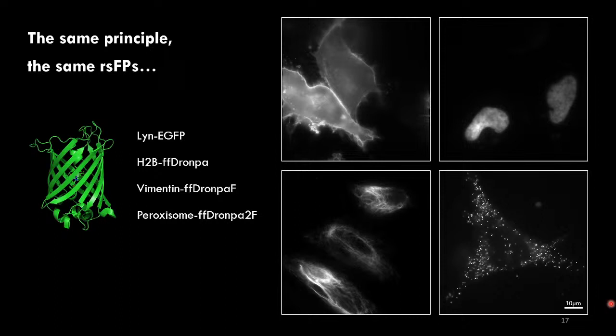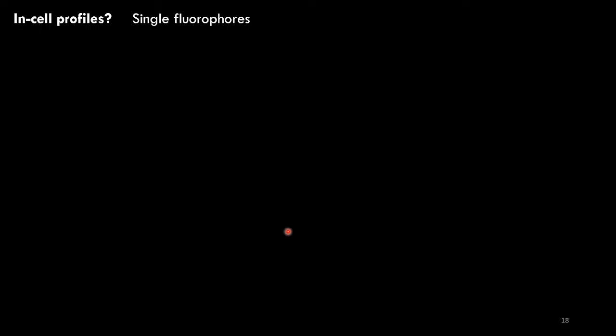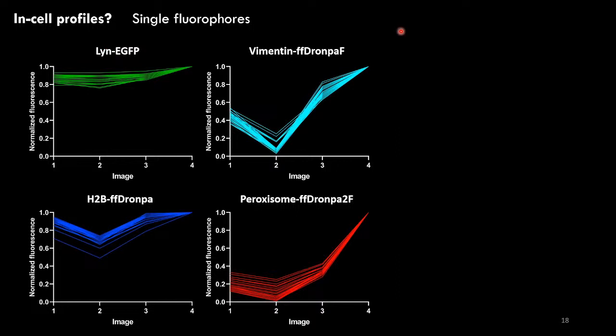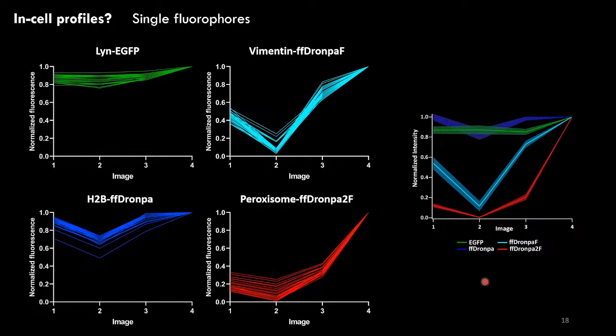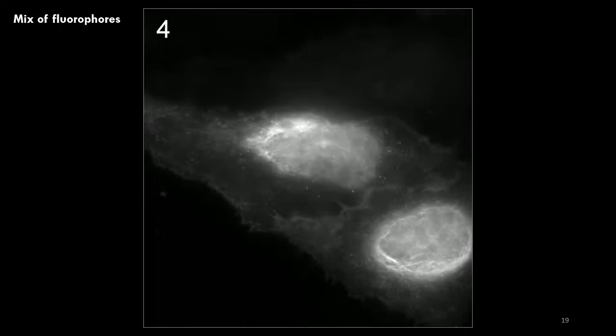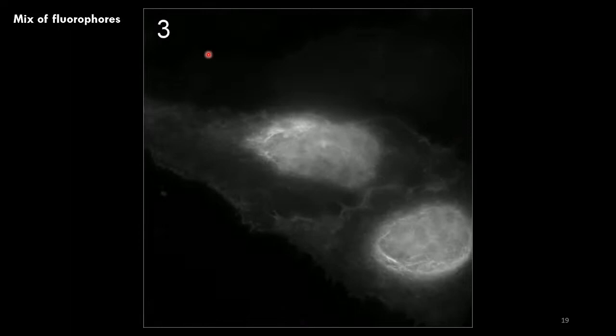So first, we checked if the in-cell blinking profiles are the same for single fluorophores as we observed in bacteria. We evaluated the cells, each line represents one cell, and we can see that it works quite well. It corresponds to the blinking profile that we observed in bacteria. So this is fun. And here comes the fun. This video shows you the mix of four fluorophores in one cell or in two cells. And already by eye, you can see that in different images, there are different proteins that come up. For example, in the fourth image, we can see the dots, which correspond to the FF-DrompaF2F.